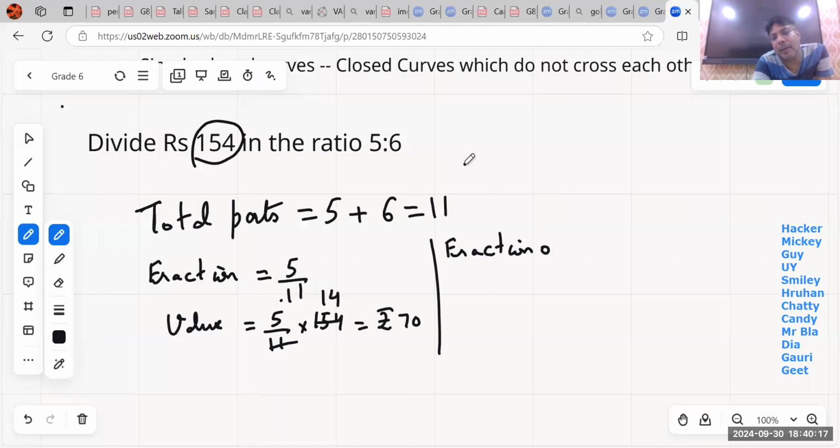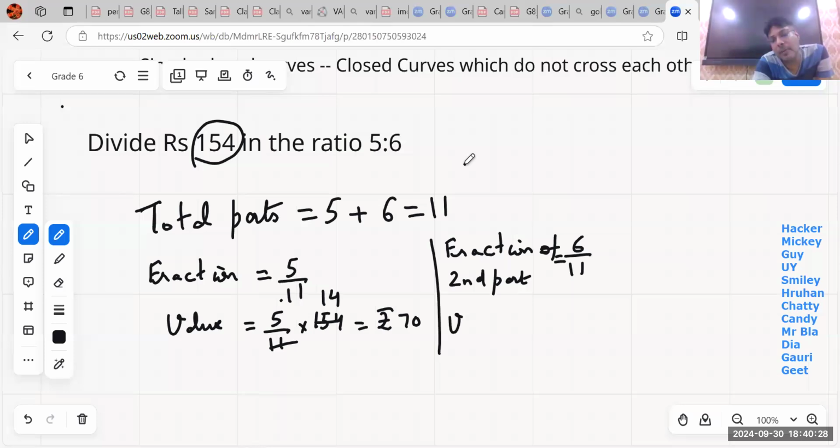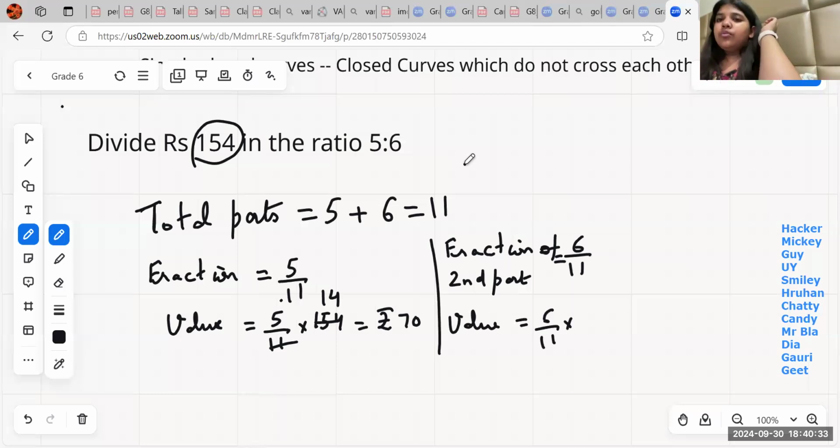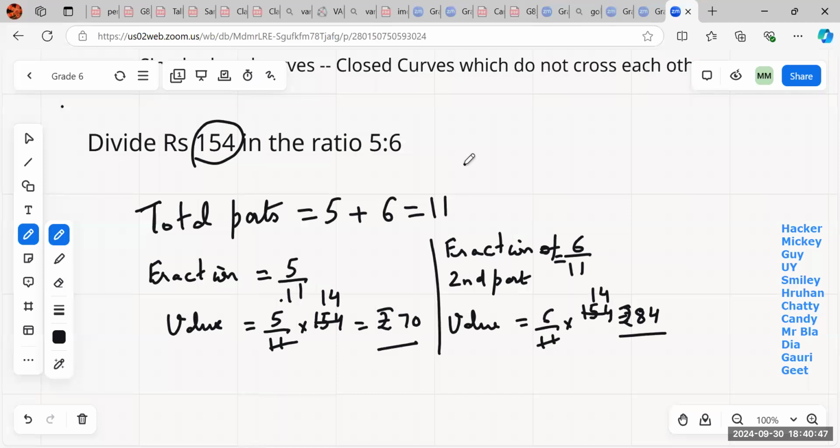Now what is the fraction of the second part? 6 by 11. So what will be the value of the second part? 6 upon 11 into 154, which is 84. The value of one part can also be found by subtracting. Yes, we could have subtracted also.